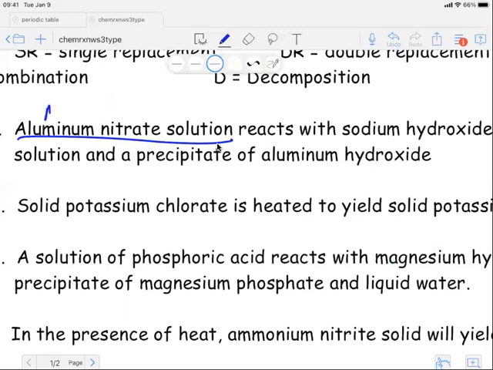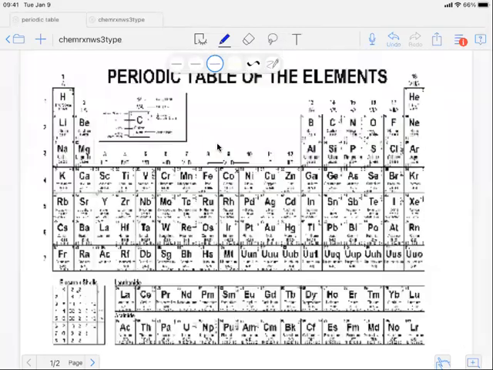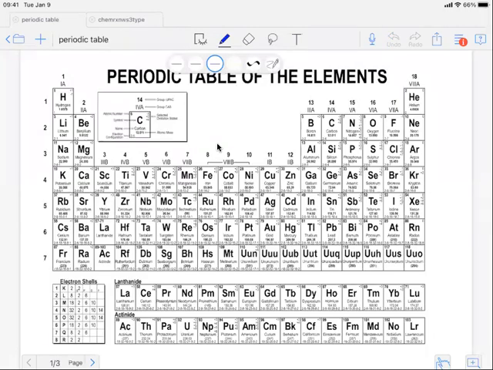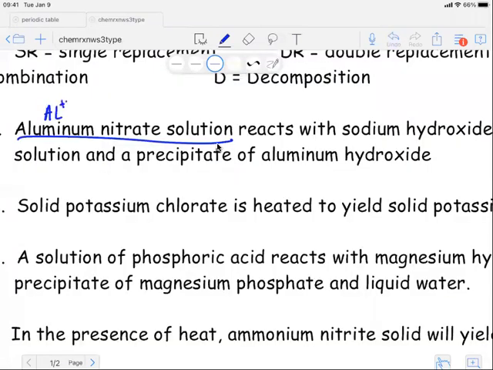So we've got aluminum, which is Al. I've got my periodic table here. And let's go +1, +2, +3, -3, -2, -1, so that we have our charges. Okay, so aluminum is here, which means it's +3. So we got +3. And then we have nitrate.